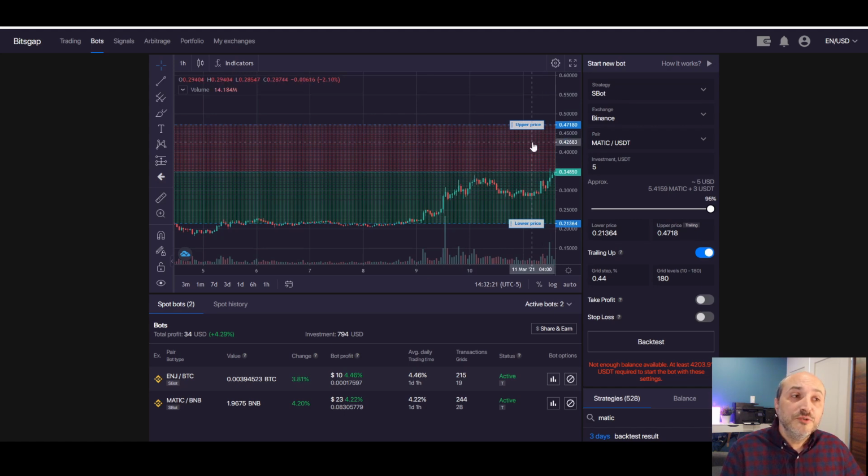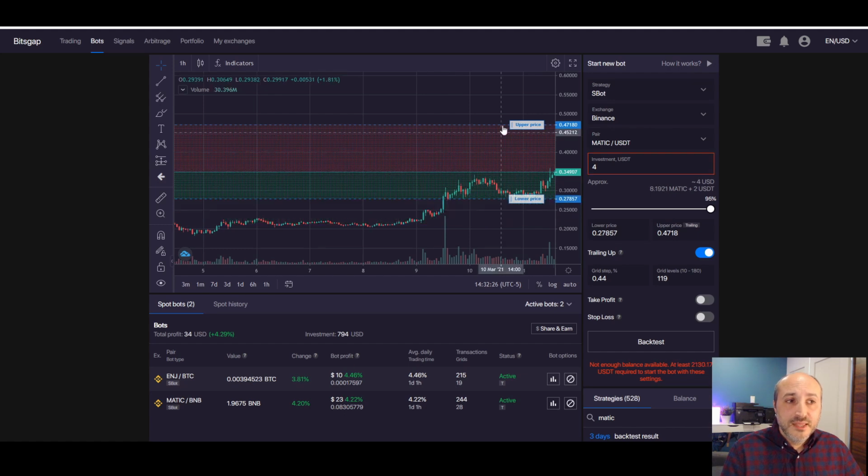So I need to reduce my grid right here. So the lower price, I can lower it and bring it up. And the upper price, I can do also the same thing. So just by doing that, now my price is at $1,000. Now the other thing that we need to increase is the grid step, so the percentage. So what does the percentage represent?